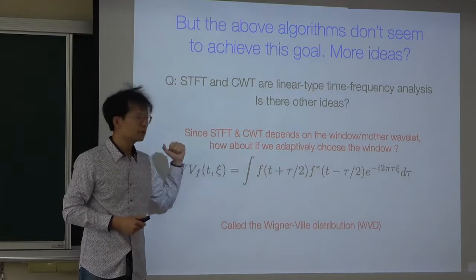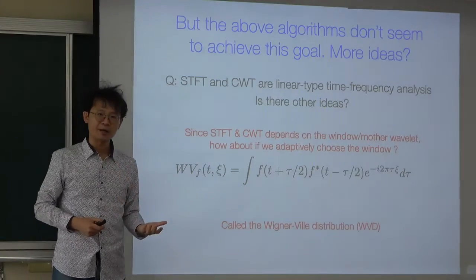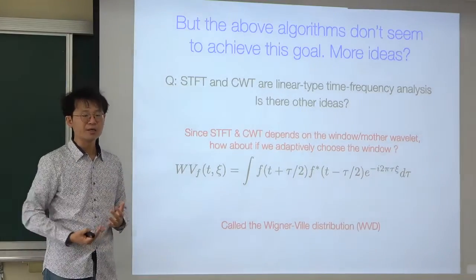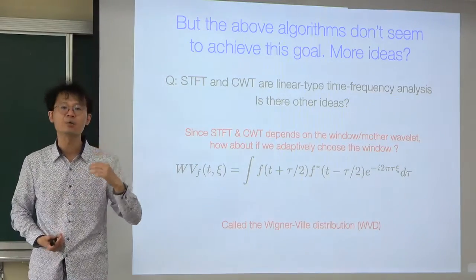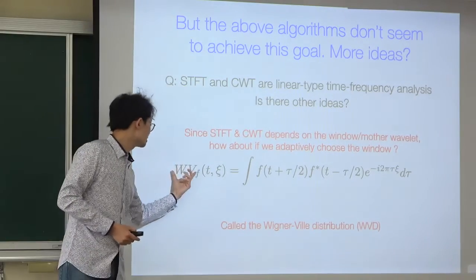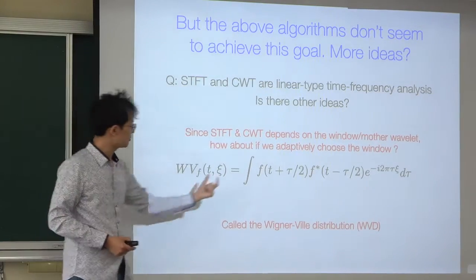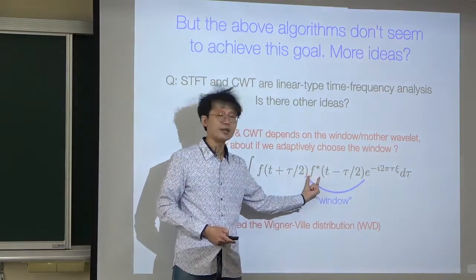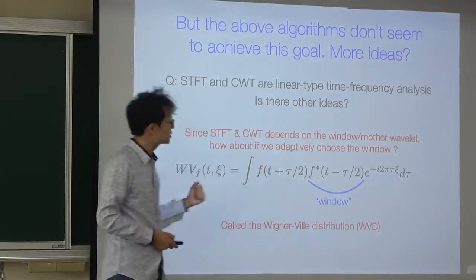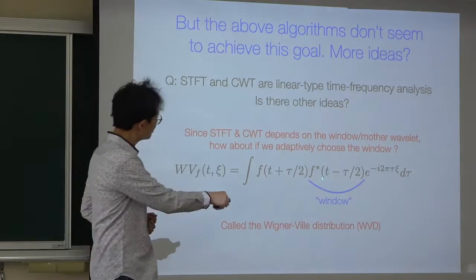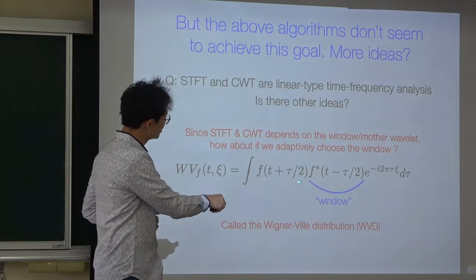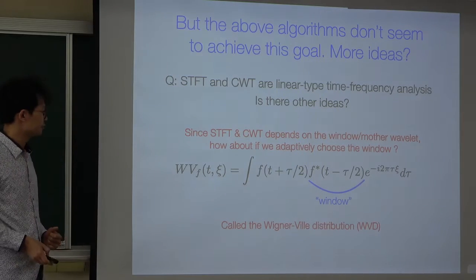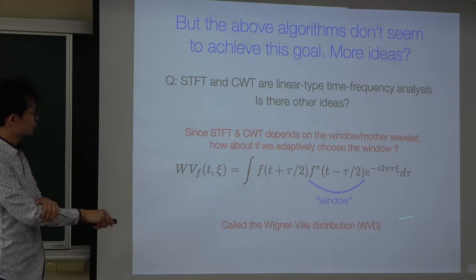But what if we find a new way to determine a window? That is, the window is actually determined by the signal itself, instead of you having to predetermine a window. Then the idea is Wigner-Ville distribution. You have the signal f, and you take the function f itself as a window. You use the window itself to truncate the signal. After the truncation, you evaluate the Fourier transform. That is called Wigner-Ville distribution. Very, very simple.